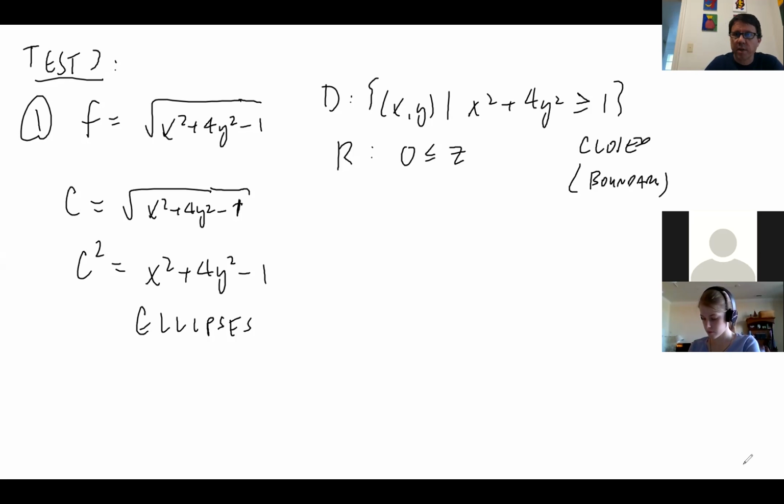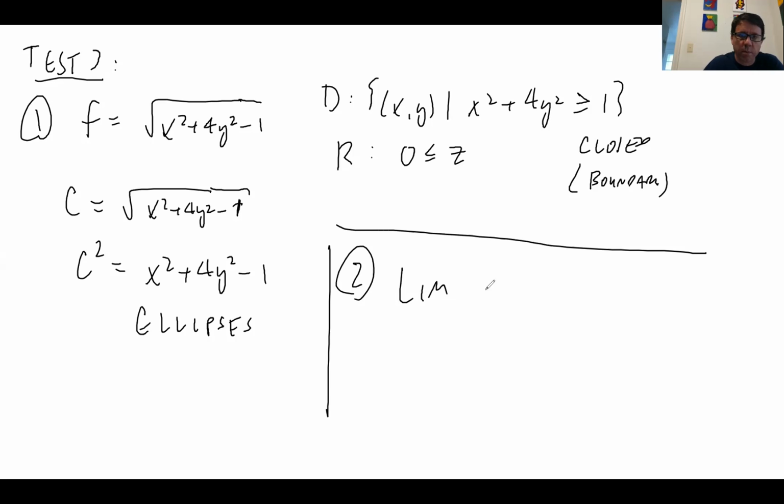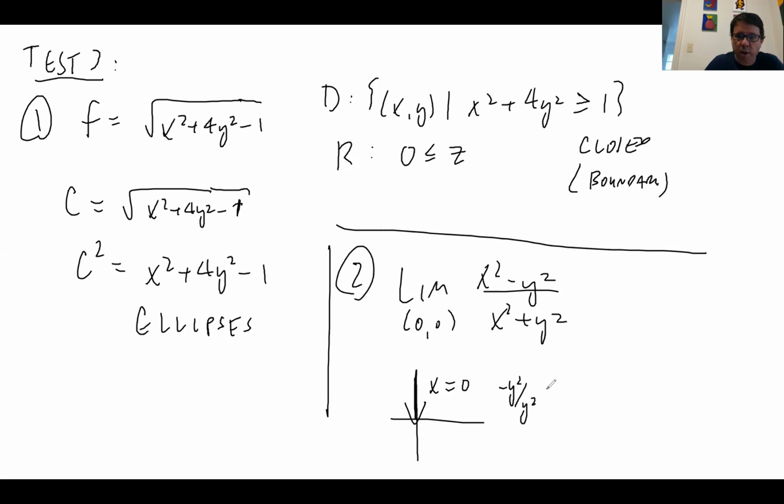Number 2, probably can fit it in here. You just needed to do 2 different approach paths for the limit of x squared minus y squared over x squared plus y squared as you go to 0, 0. So if you approach from the top, that means x is 0, and you'll get negative y squared over y squared, and that's going to be minus 1.